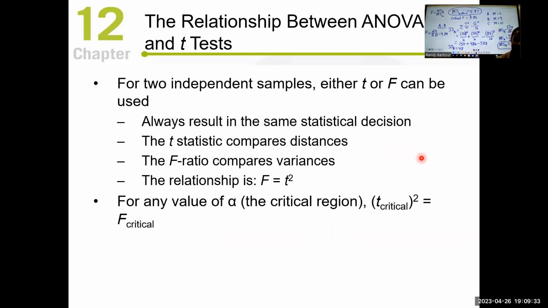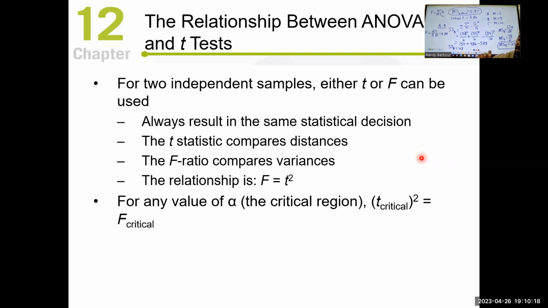When we talk about the F ratio and the relationship between the ANOVA and the t-test, you can use either. If you had 2 independent samples, you can use an F test or a t-test. The only reason we use the F test is because we have more than 2 groups. But both will give you the same result, the same statistical decision. The t statistic compares distances, whereas the F ratio compares variances, and that's why you can square the t value and you'll get the F value.